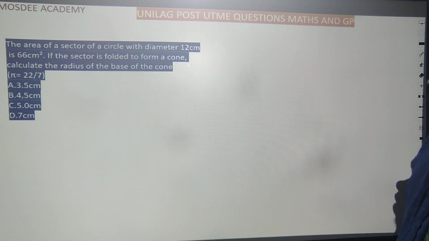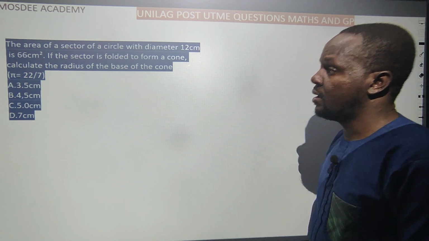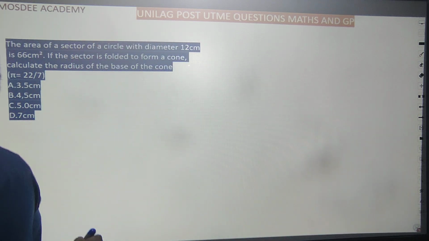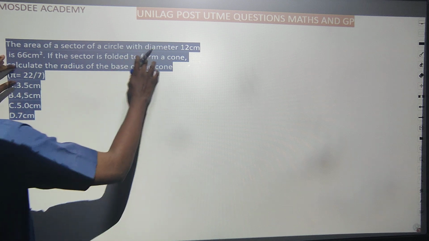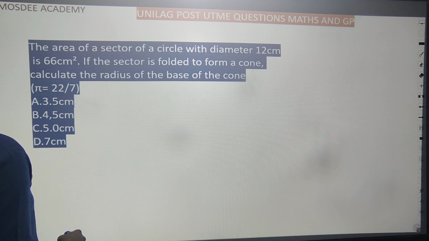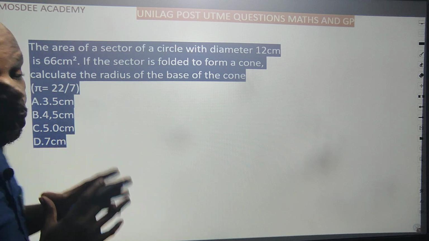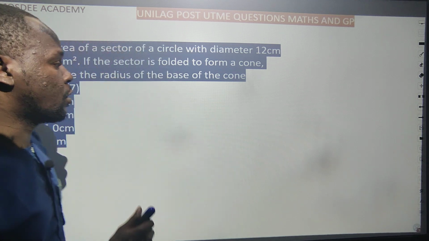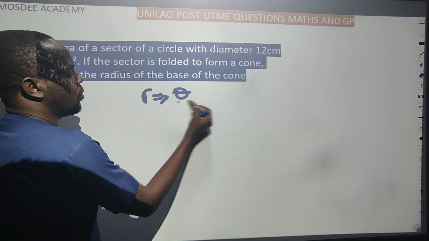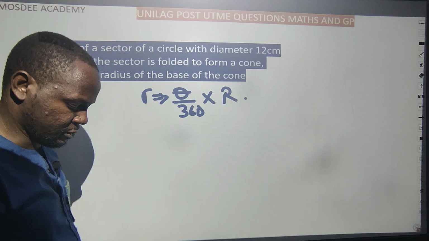So the next question says the area of a sector of a circle with diameter 12 centimeters is 66. Visualize well. Yeah, good. So the area of a sector from a circle is 66. So let's just do something. If the sector is folded to form a cone, if a cone is generated from a sector, we say the radius of the cone is theta over 360 times the radius of the sector. This is the formula that relates cone and sector.